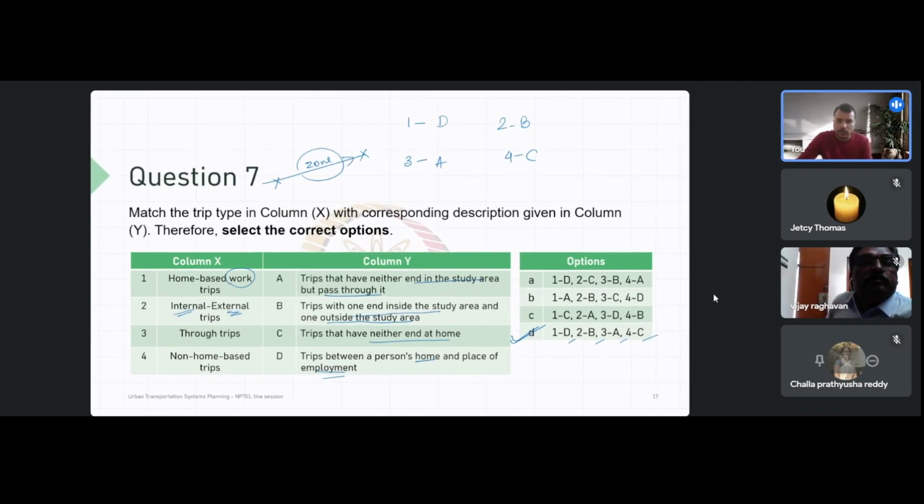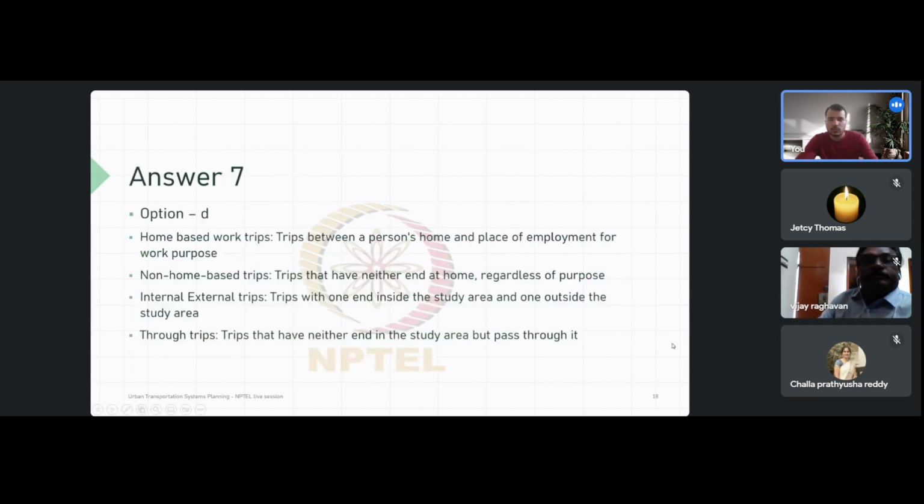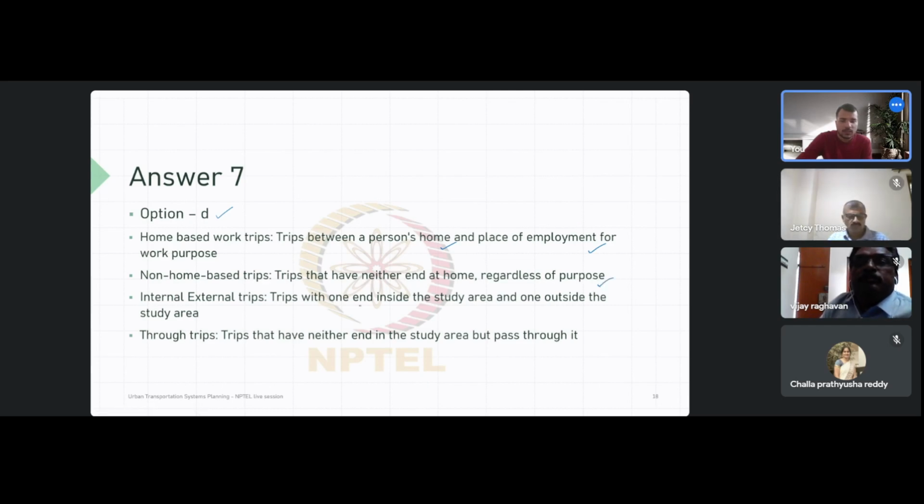Okay, so 2 people had responded for D. Right. So moving on to the solution for this. Option D is correct. Again, we'll discuss this, since it is a very basic thing and we will need it in next modules also. Home-based work trip: trip between a person's home and place of employment for work purpose. Non-home-based trip will have neither end at home regardless of the purpose. Trips with one end inside the study area and one outside are internal external. And trips with neither end in the study area that pass through it are called through trips.